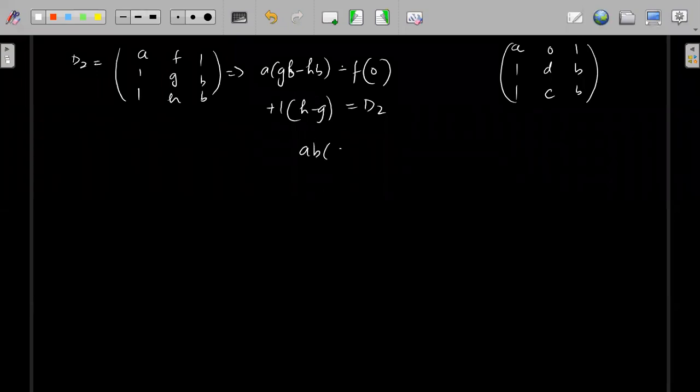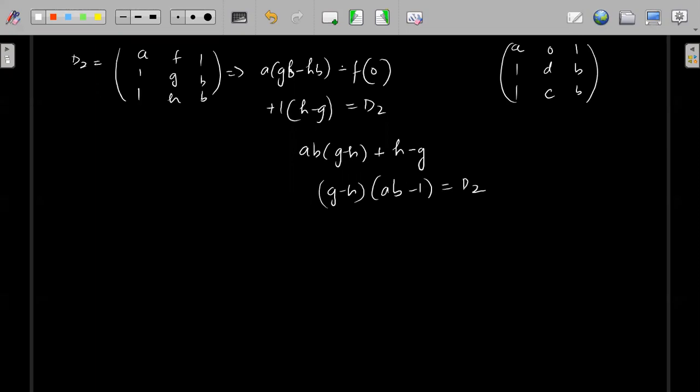So A into B, G minus H plus H minus G. So this will simply become G minus H and H minus G. I can take G minus H common. So this is AB minus 1. Okay, so this is D2.